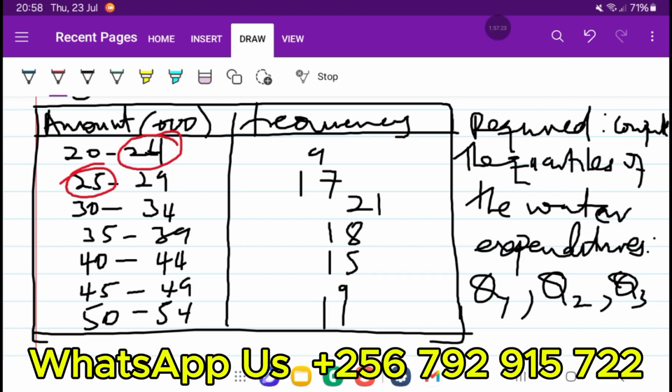If I get this 29 and 30, I'll get what will come here. This and this, I get what will come here. This and this, I get what will come here. This and this here.